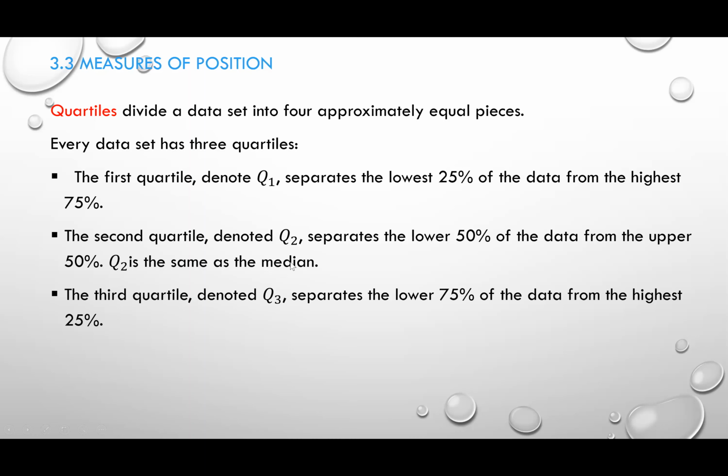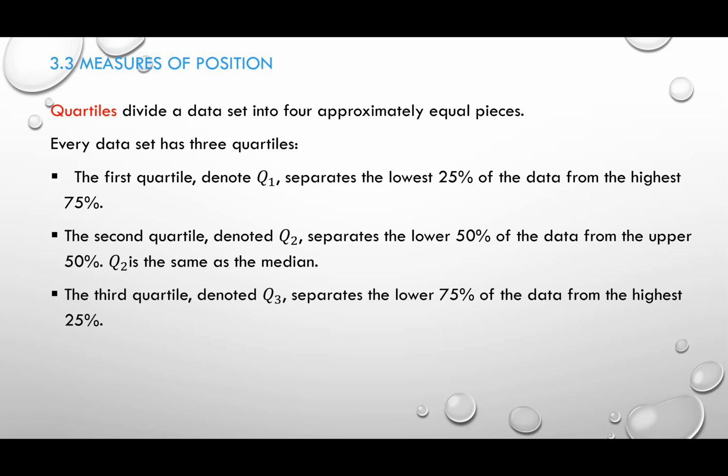Q2 and the median are interchangeable, meaning you can say median or Q2, because the median is the middle position, including whatever that position is. You have 50% below and 50% above. So Q2 is your median, and Q3 is the last quartile, which has 75% below and 25% above.